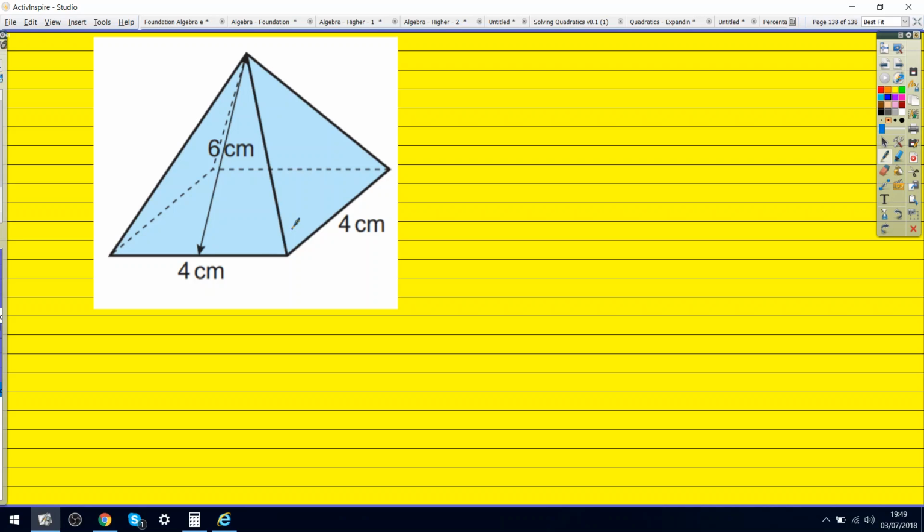Surface area of a cone follows this formula. Let's take a look at one perhaps. Okay, how about this one?